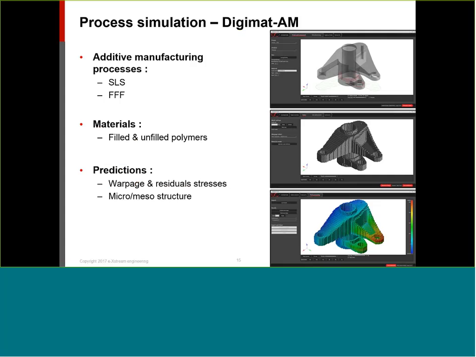So what is Digimat AM? It's our process simulation software from Extreme Engineering. Like we saw in the introduction, today we are considering two types of manufacturing processes, those being selective laser sintering and fused filament fabrication, or FDM for part of the users. Okay, so those are the two types of manufacturing process that we can simulate inside Digimat AM. And in terms of materials, Digimat AM is dedicated to polymer-based materials.